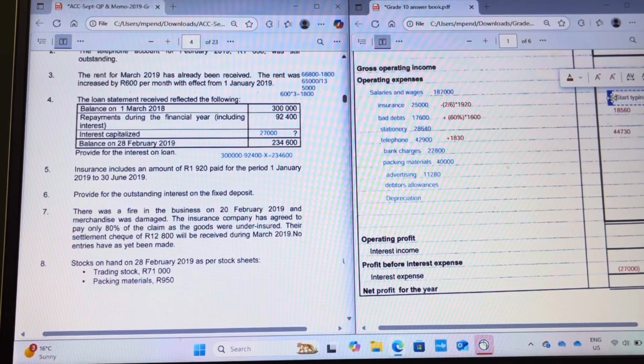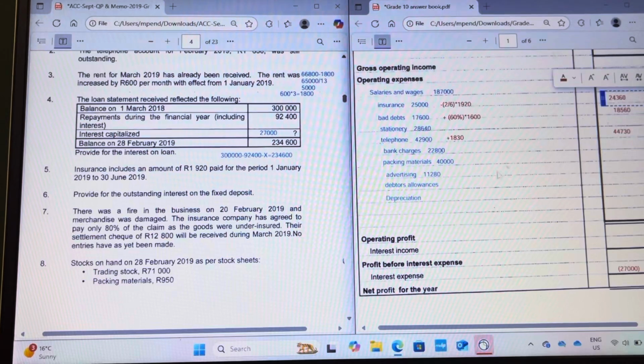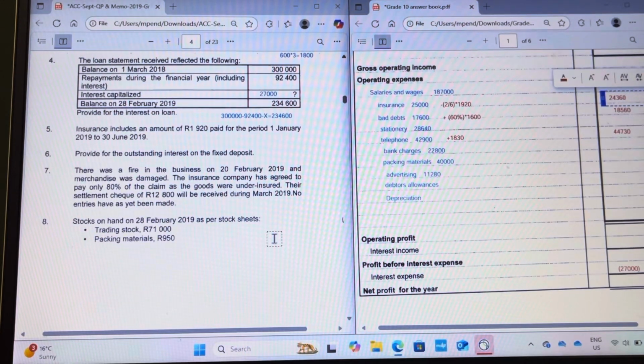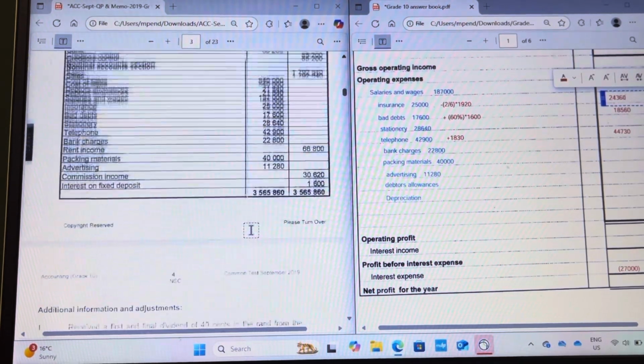Therefore 25,000 less 640 gives us 24,360. Then we're done with that. Then we're told to provide for the outstanding interest on the fixed deposit. Okay, let's go to our fixed deposit then.